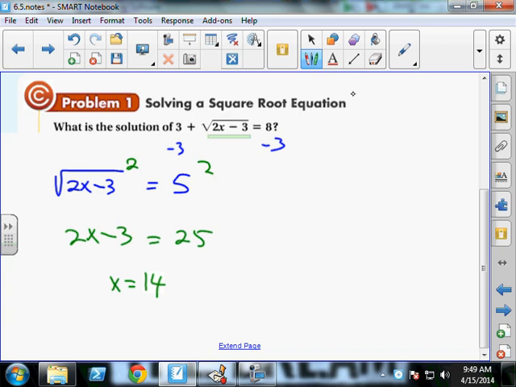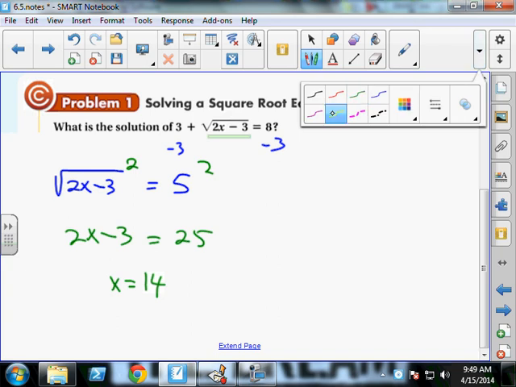And so we get 14. Now remember I said check. The big thing you're looking for when you check this is that you're not taking the square root of a negative, because it's impossible to take the square root of a negative.